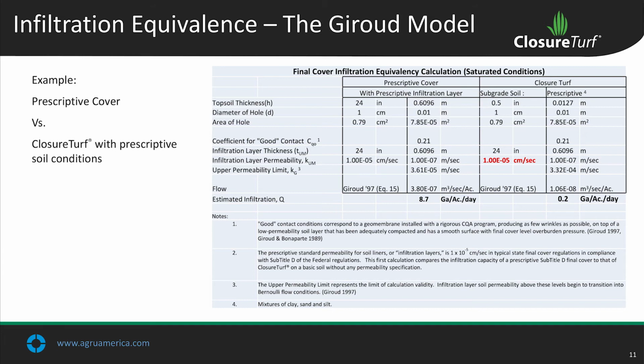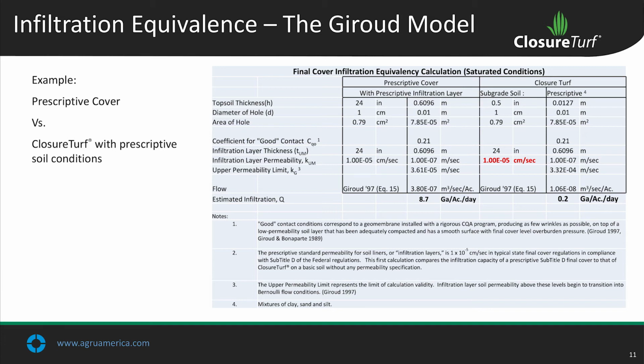Here's an example of a prescriptive cover with soil over, say, geocomposite geomembrane versus ClosureTurf with prescriptive soil conditions. As you can see, the prescriptive cover on the left-hand side of that table has a topsoil thickness of 24 inches, a hole diameter of 1 centimeter, and the corresponding area of the hole coefficient for good contact at 0.21. This is straight out of the reference paper, Giroud and Bonaparte, all the way back to 1989.